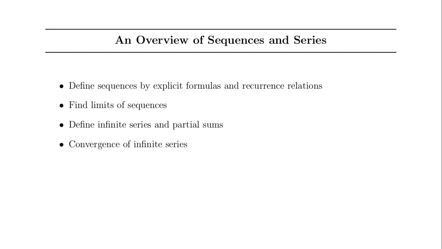So we're going to start off this video by just defining what sequences are. We're going to talk about explicit formulas and recurrence relations. Those are two different ways of defining a sequence. We're going to find limits of sequences using some limits, so maybe we'll have to brush up on limit rules. Then we're going to talk about infinite series and partial sums, and then we'll talk about how we can tell if an infinite series is converging and what it converges to. So let's get this going.